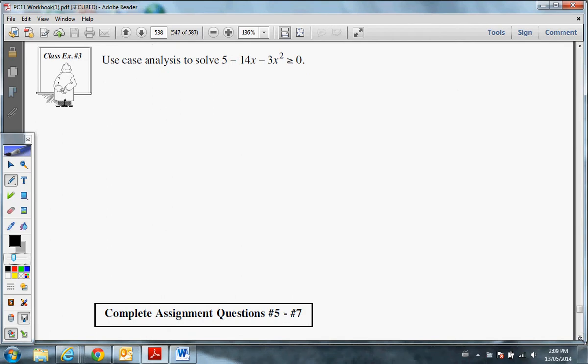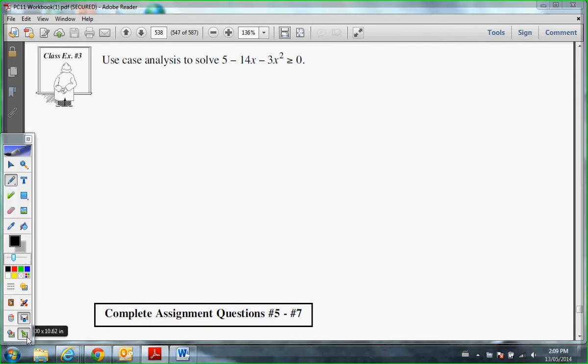Use case analysis to solve this problem here. Well, this problem has it all. Okay, I can't GCF, so I'm going to have to go ahead and do my decomp, which is doing it backwards, that's okay. Negative 15. Factors of negative 15 that get you negative 14, that's going to be negative 15 and 1. Okay, so I'm going to break that up.